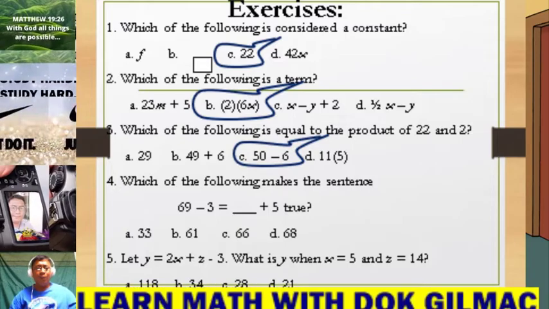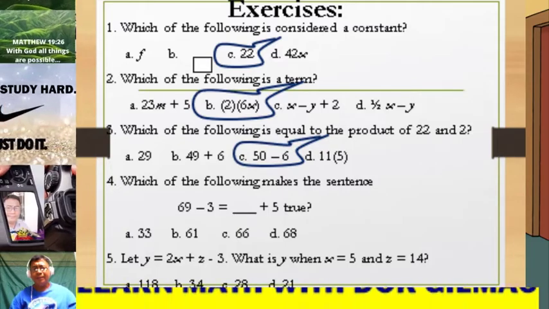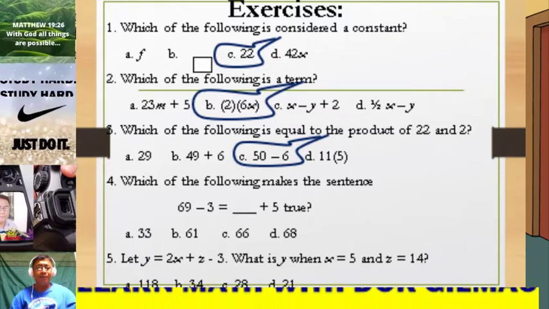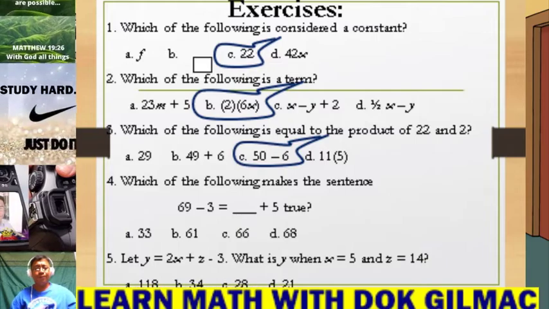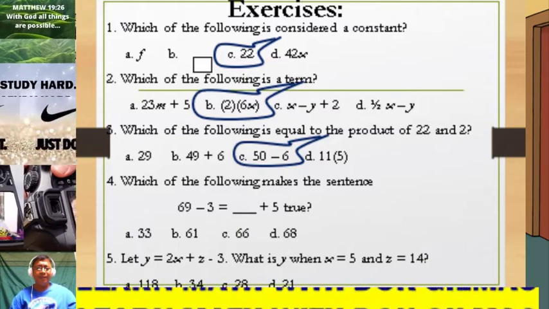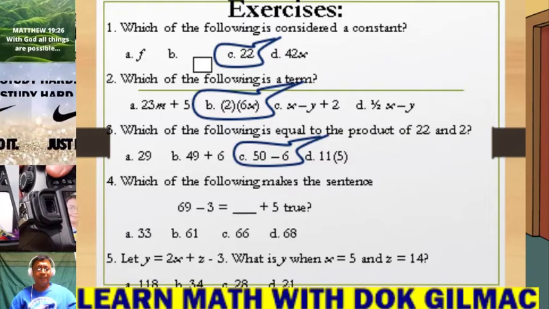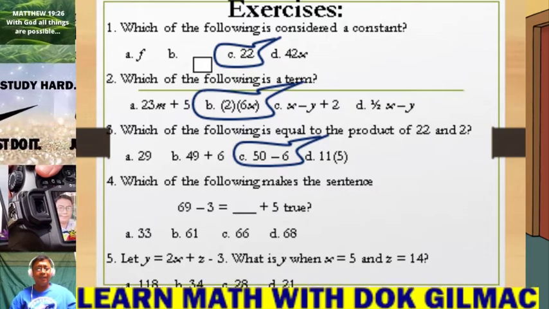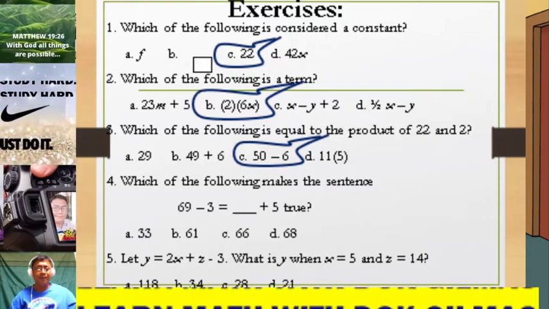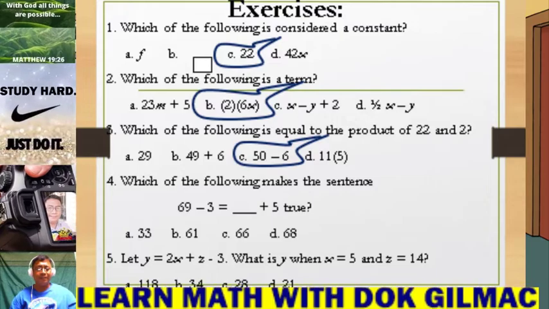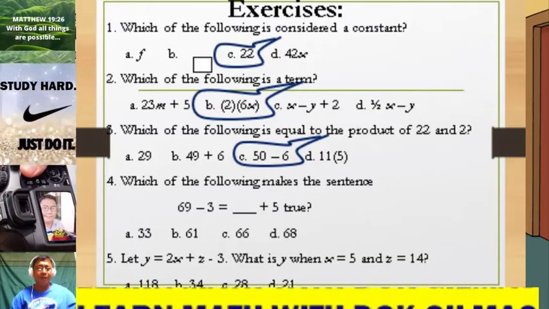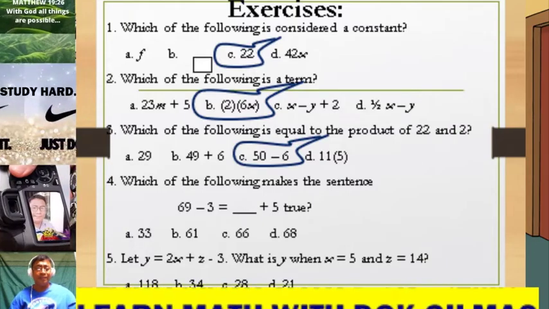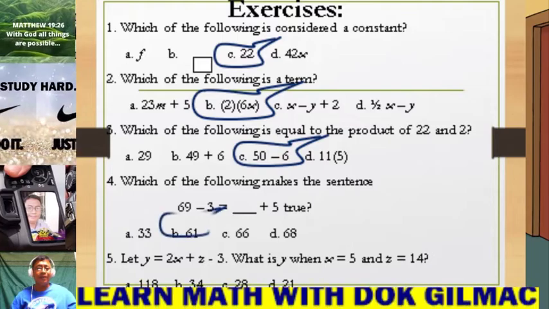Number 4, which of the following makes the sentence 69 minus 3 equals blank plus 5 true? 69 minus 3 is equal to 66. The given choices are 33, 61, 66, and 68. The correct answer is 61. 61 plus 5 is 66, which is equal to 69 minus 3, which is also equal to 66. So the correct answer is letter B, 61.